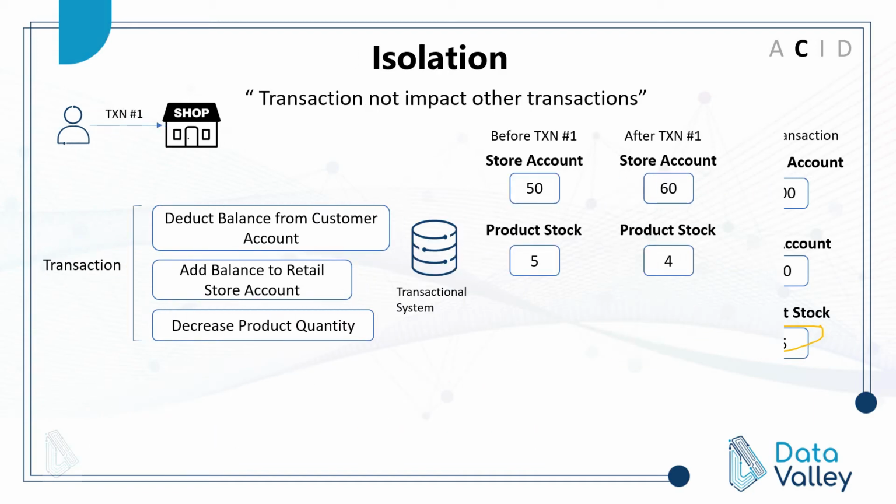The third property from the ACID properties is isolation, and isolation means a transaction shouldn't impact other transactions, or let's say transactions shouldn't interfere with other transactions.